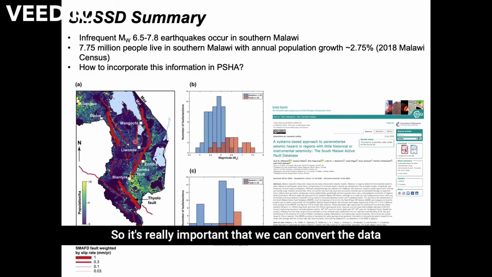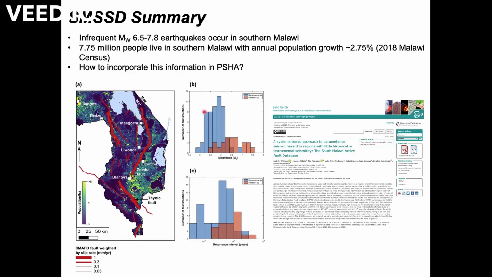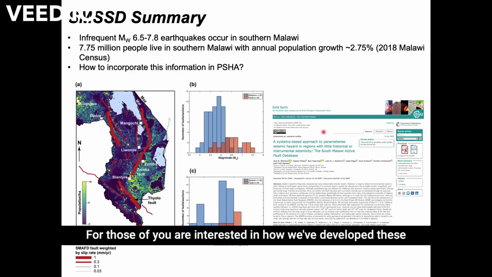So it's really important that we can convert the data in the Seismogenic Source Database into probabilistic seismic hazard assessment, so we can have an idea about what kind of hazard this population is facing, and we'll discuss that in the next video.